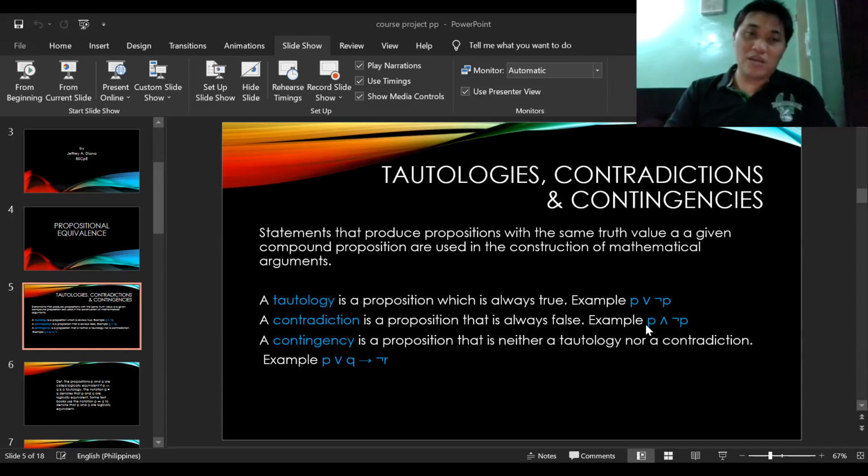Next definition is contingency. What is contingency? A contingency is a proposition that is neither a tautology nor a contradiction. For example, P and Q implies negation of R.